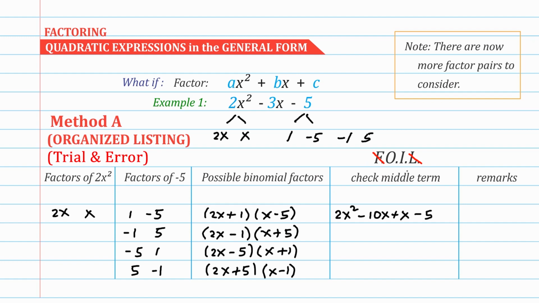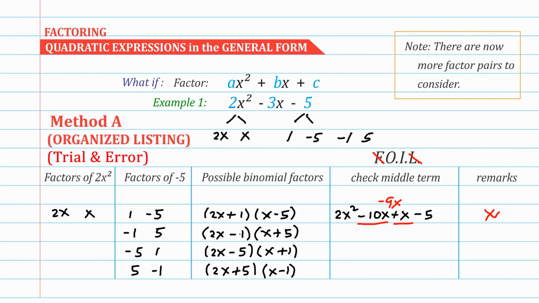Okay na yan. The faster way of doing is checking na lang yung ating outer plus inner because they can usually be combined. So doing that, negative 10x plus x is negative 9x, which is not equal to our middle numerical coefficient. So our remarks here, this is a wrong pair.